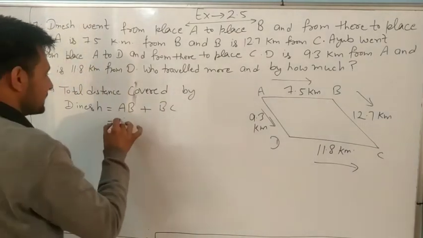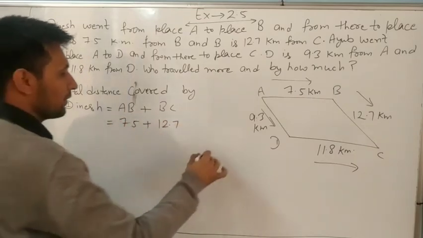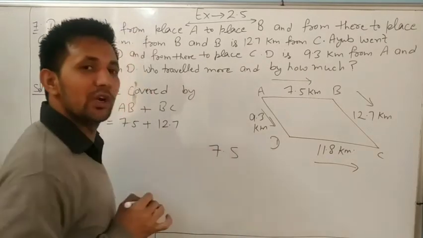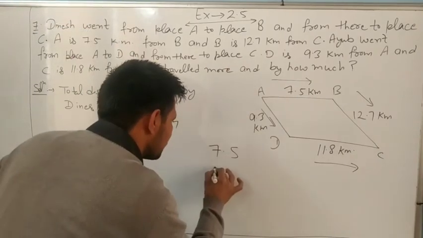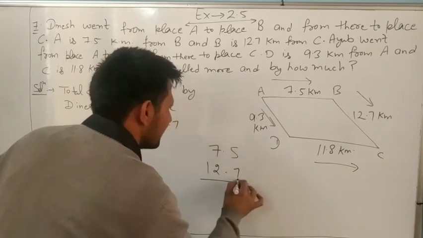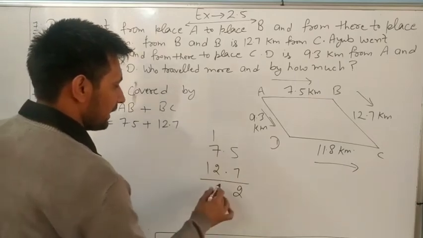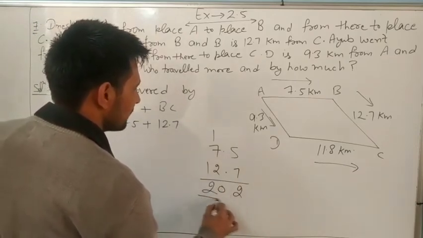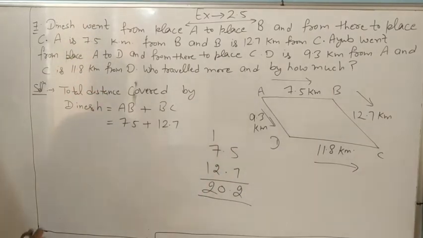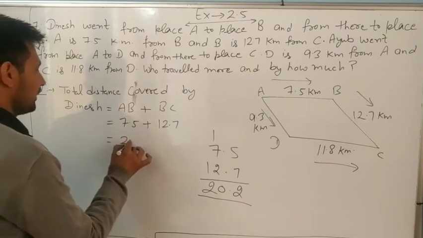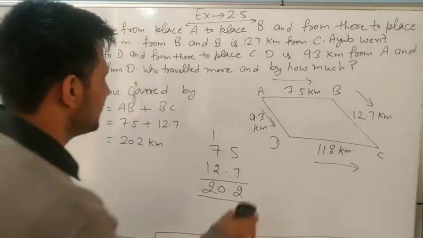So you can add 7.5 plus 12.7, and everyone knows how to add two decimal numbers. Always we will write the decimal in the same line. So it is this one and this one. You can add 7 plus 5, 12. 1 is carry. 7 plus 1, 8. 8 plus 2, 10 and it is your answer. What is it? 20.2. 20.2 kilometer distance covered by Dinesh.